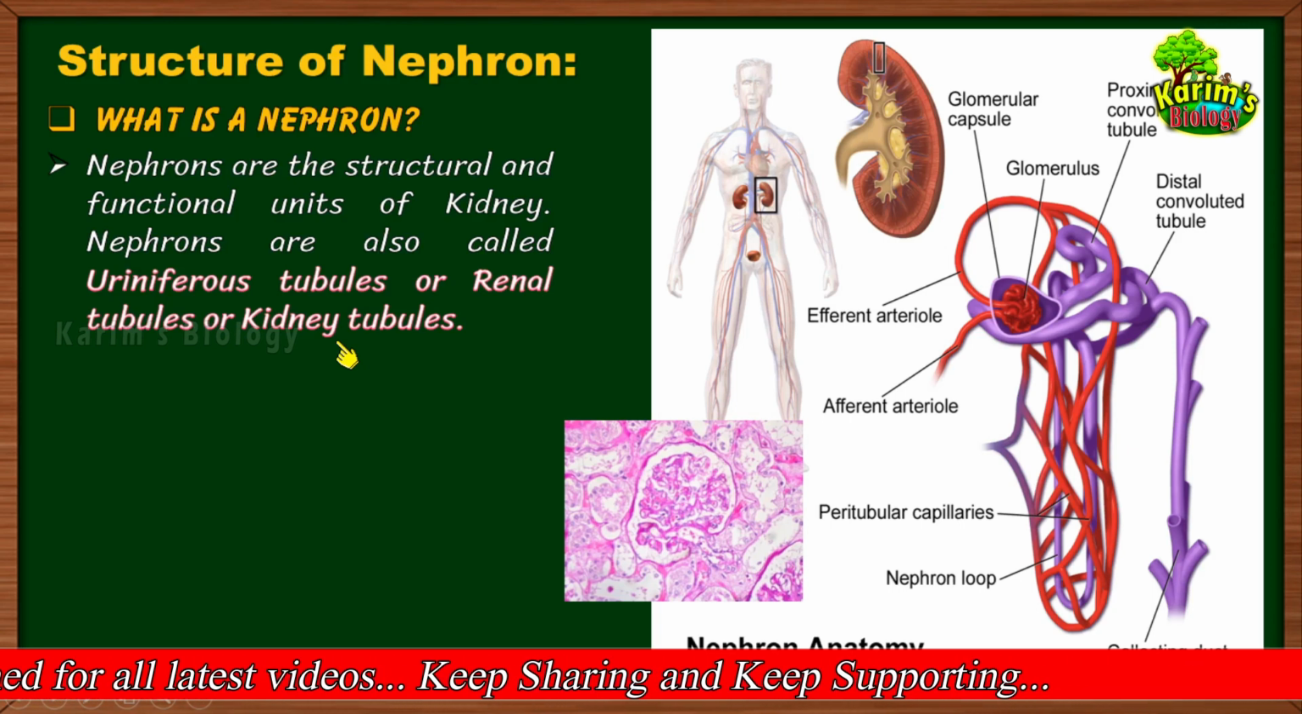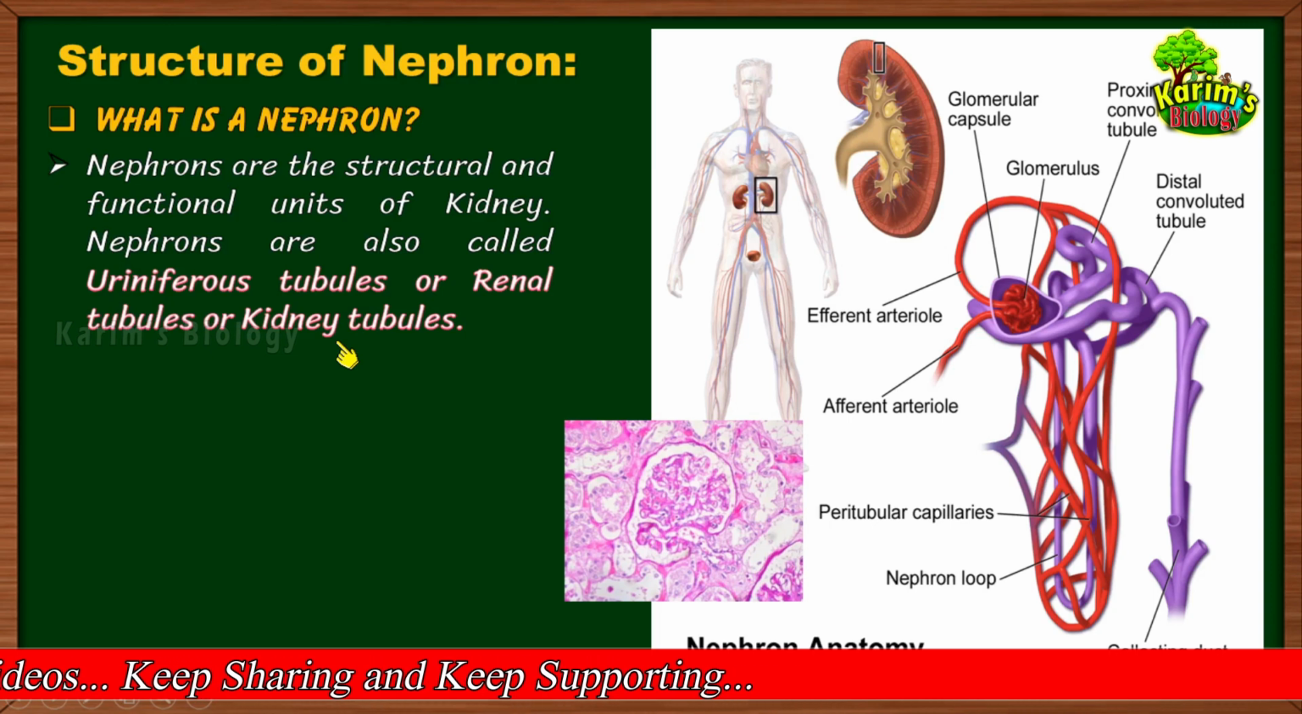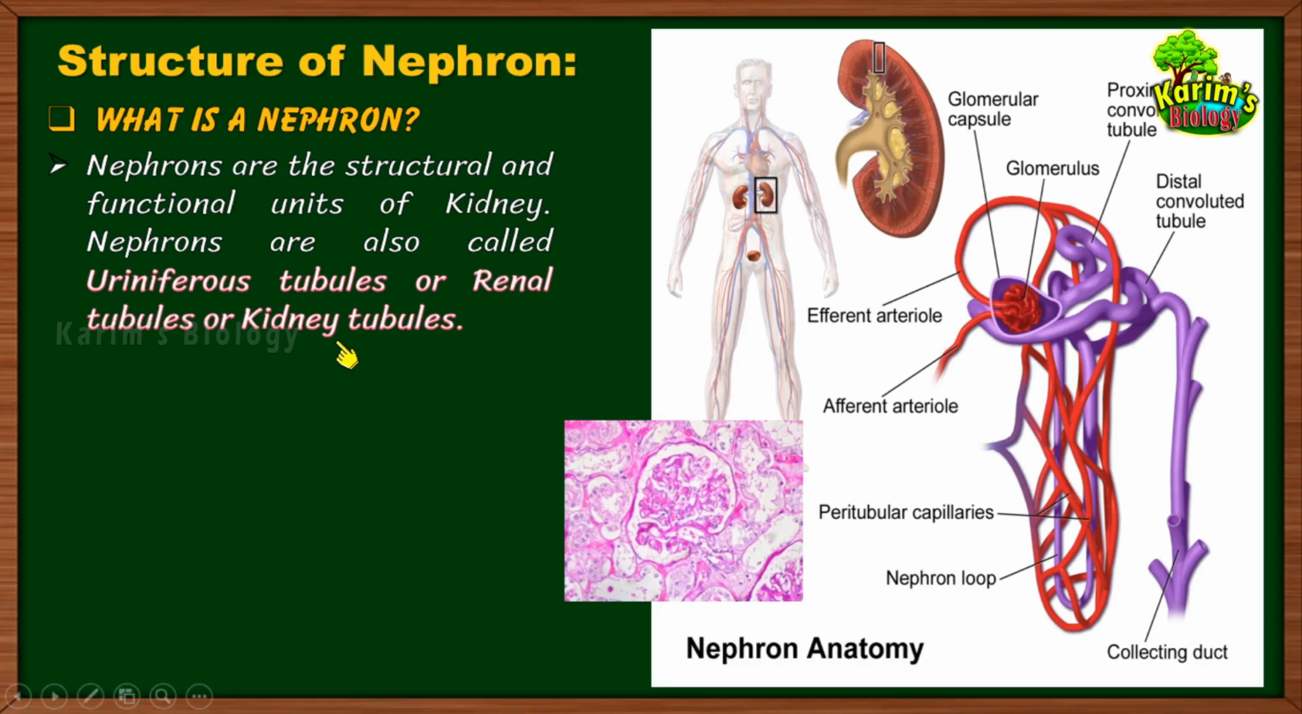And these nephrons are also called uriniferous tubules because they consist of tube-like structures in which the urine flows. They are also called renal tubules. Children, whenever you come across the word renal, that means it is related to the kidney. And as these tubules are present in the kidney, they are called renal tubules, or simply they can also be called kidney tubules. Okay, so I hope that you understood that nephrons are nothing but the structural units.